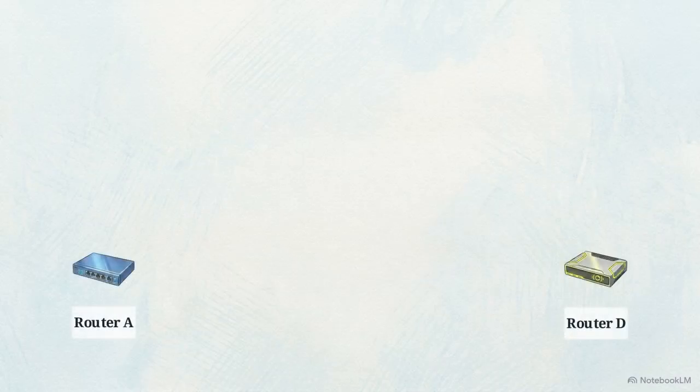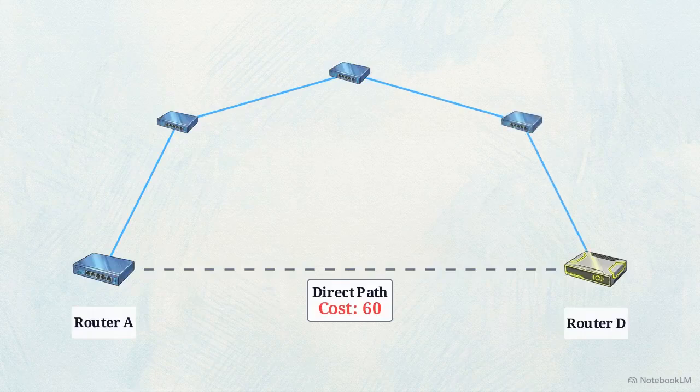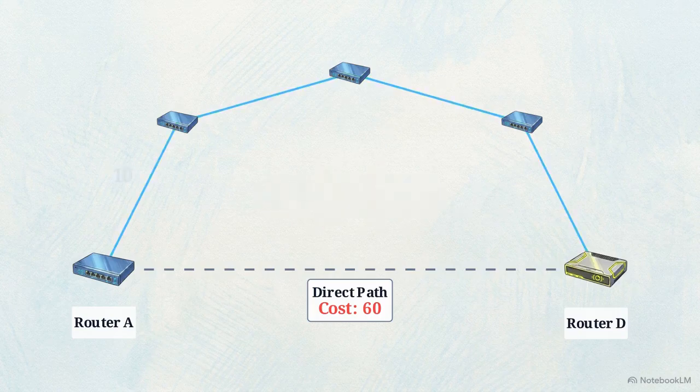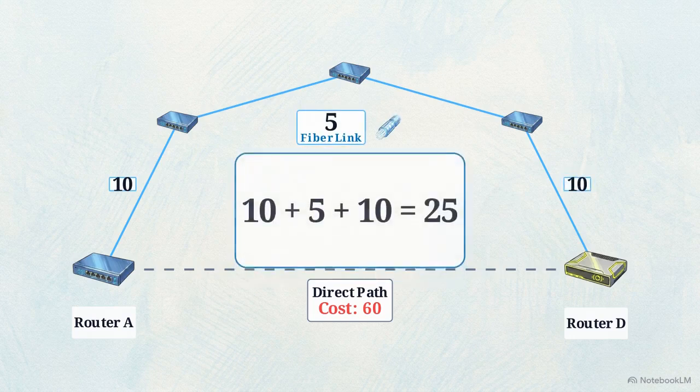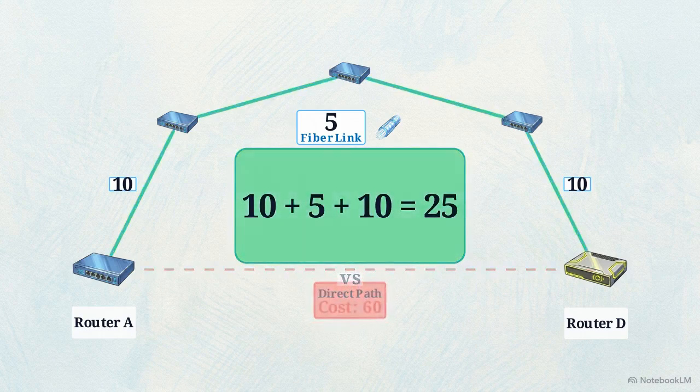So the algorithm tests an alternative. It maps out a route that weaves up, across, and back down, passing through several extra routers along the perimeter. A legacy hop count system would immediately discard this option. 4 jumps instead of 2 looks inefficient. But Dijkstra's algorithm tallies up the actual connection speeds. 10 plus 5 for the fiber link plus another 10 equals a total route cost of exactly 25.